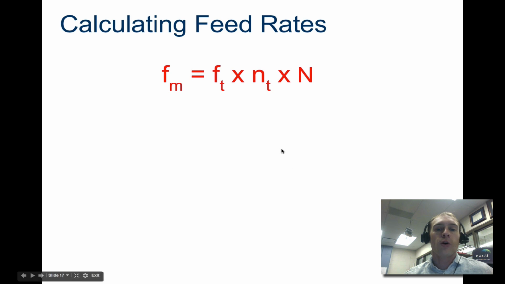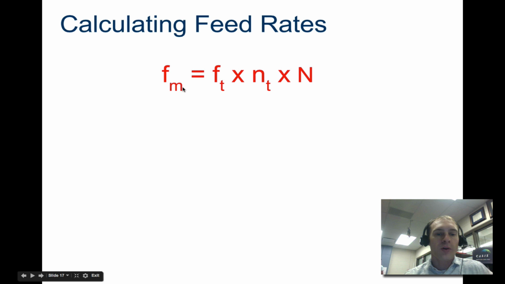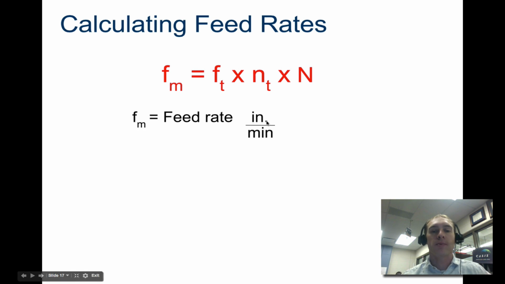The next formula you should write down is how to calculate feed rates. Again, that is how fast you're moving side to side, front to back. Side to side is in the X direction on the milling machine, front to back is in the Y direction on the milling machine. So here's your formula, and FM represents the feed rate in inches per minute.